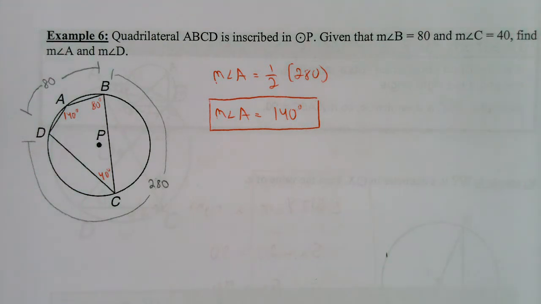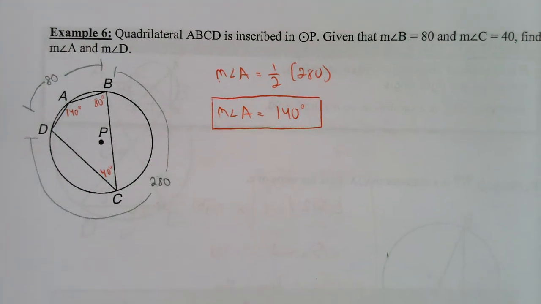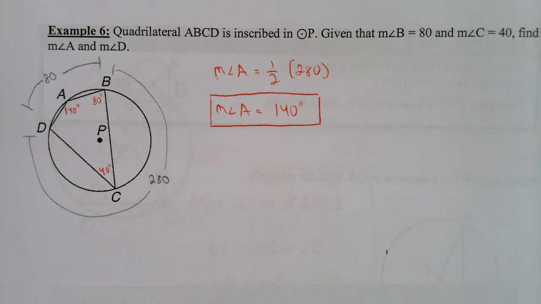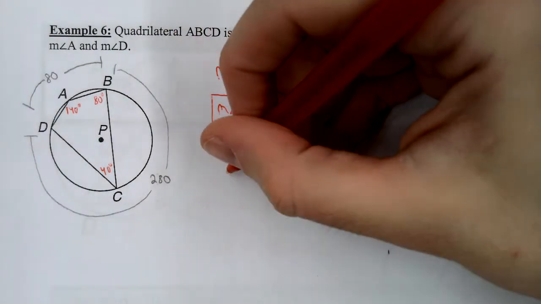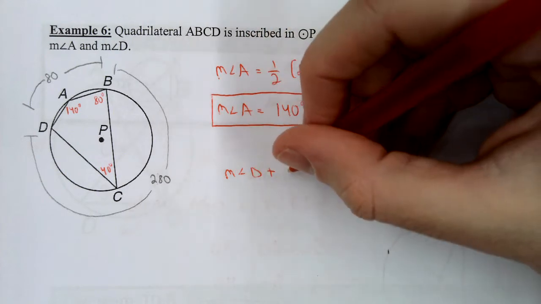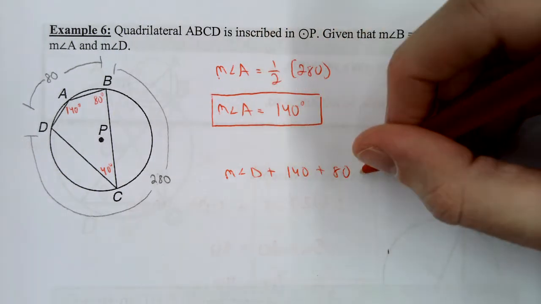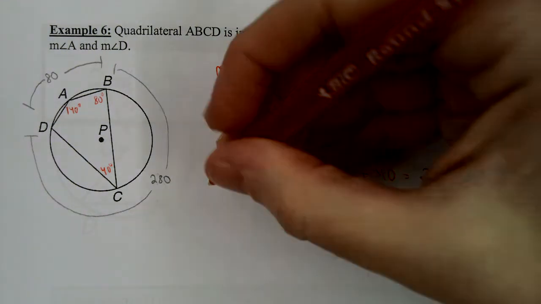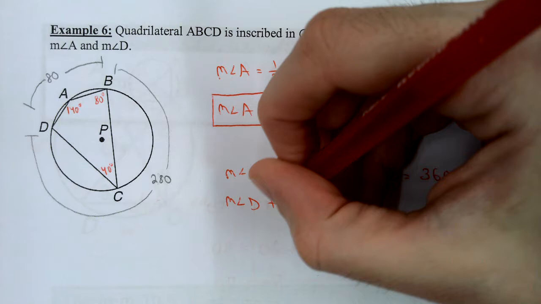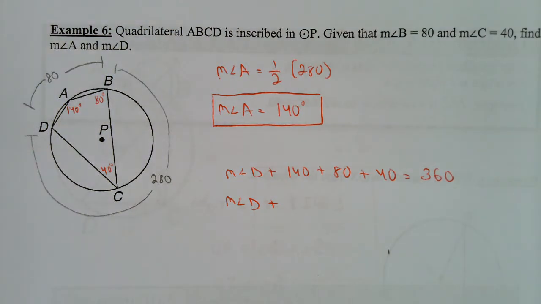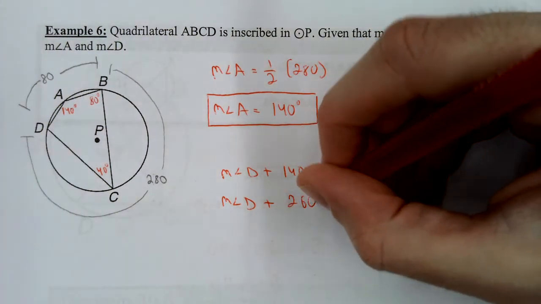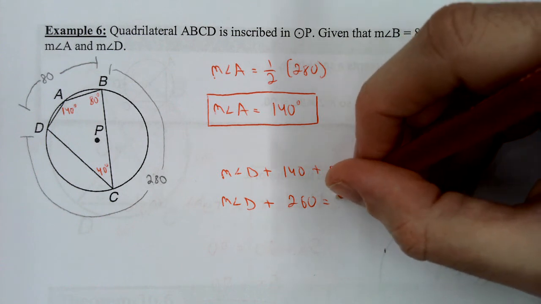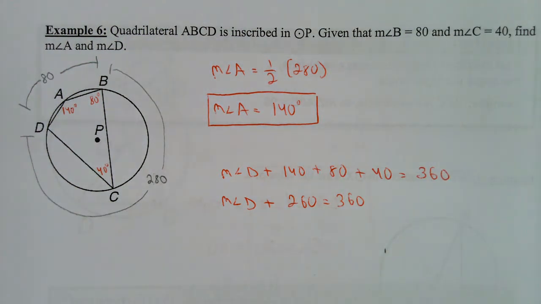Now we have to get the measure of angle D. There's a few ways to get it. Here's what I'm going to do. Since I have a quadrilateral, I'm just going to say that all the angles add up to 360, and find the missing angle. So the measure of angle D plus 140 plus 80 plus 40 equals 360. Combine like terms: 140 plus 80 plus 40 is 260. So the measure of angle D equals 100.